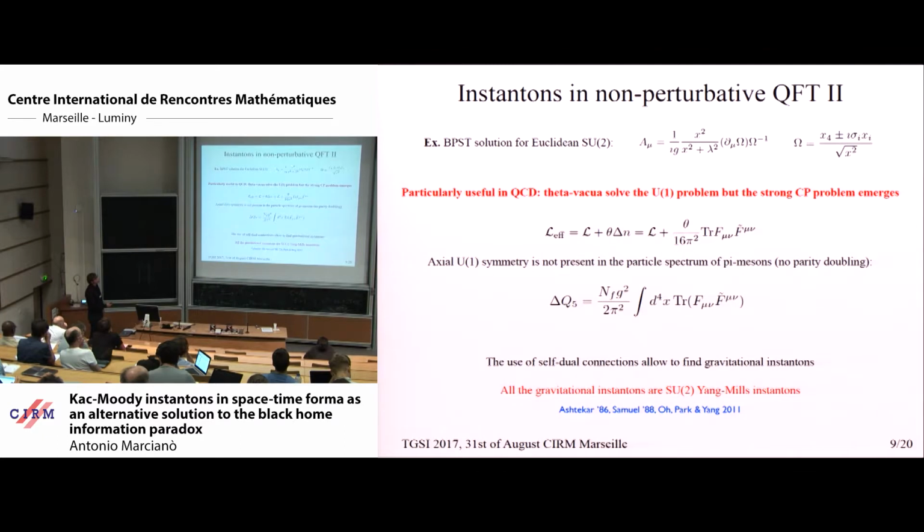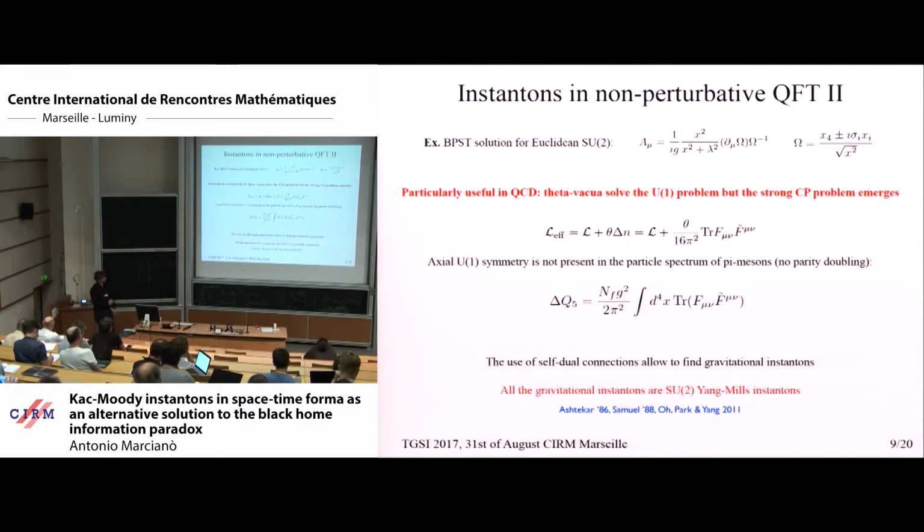So this is a solution which interconnects the values at infinity, at spatial infinity, in this Euclidean manifold. I mean, this is what we saw before for quantum mechanics: instantons interconnect different vacua. But the structure of the vacuum for Yang-Mills theory, of course, is non-trivial because of the redundancy introduced by gauge transformations. This is particularly useful in physics, and for instance, you can introduce theta vacua, which solve the U(1) problem and the strong CP problem.